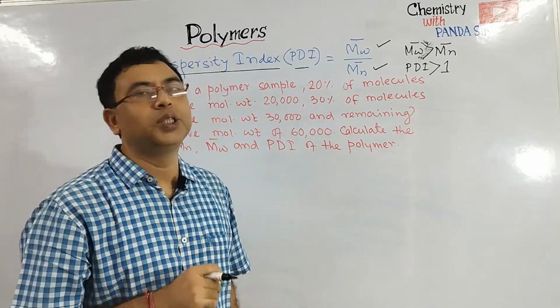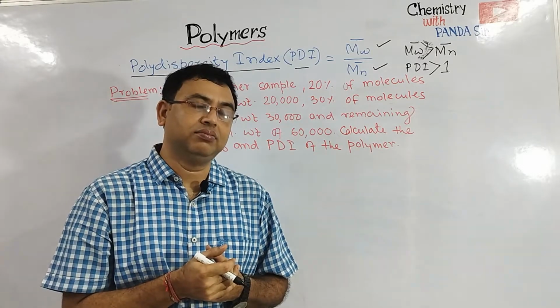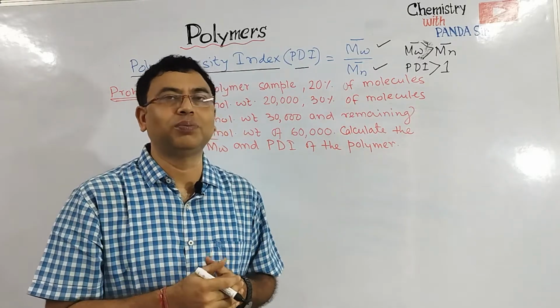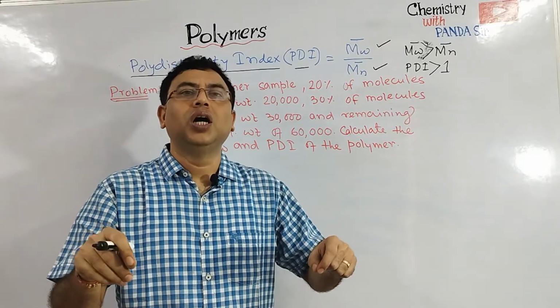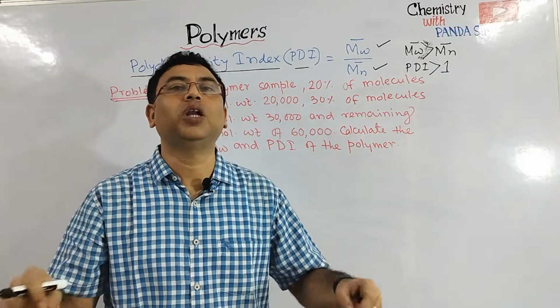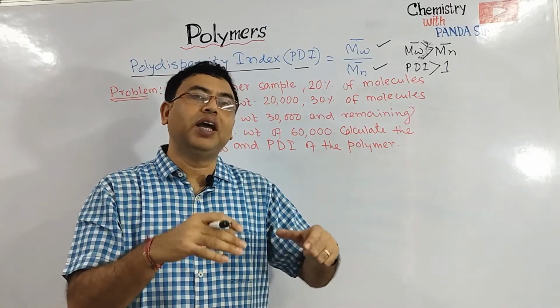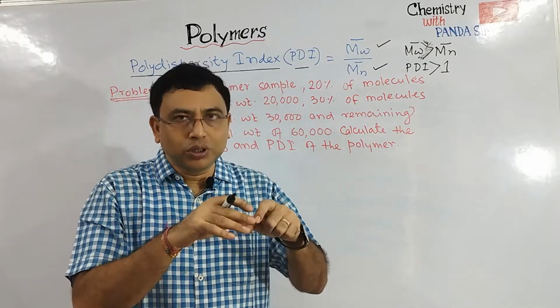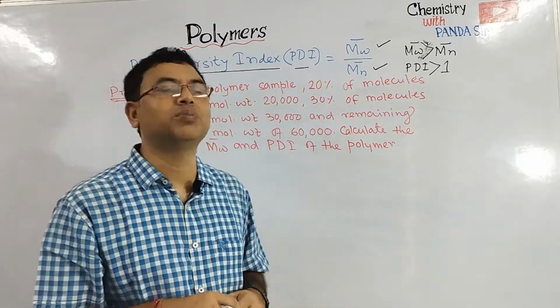Okay, so polydispersity index. Now someone quickly asked me a question: what is the importance of the PDI? PDI talks about the distribution of the molecular mass of the polymer chains. That is a very correct statement: the PDI value gives you an idea about the distribution of the molecular mass of the polymer chains. That is the importance of the PDI.